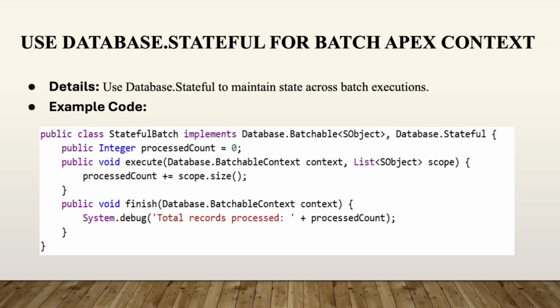And using Database.Stateful for batch Apex context. Say you have a batch class for processing 2 lakh records, but you are processing in small batches. You need to know at the end how many succeeded and how many failed. At that time Database.Stateful is helpful. Basically it maintains the value between the batches in the same batch job. So we can get the total records processed across the entire batch job in the different batches. So when you use a batch class, see if you can use Database.Stateful for your use case.